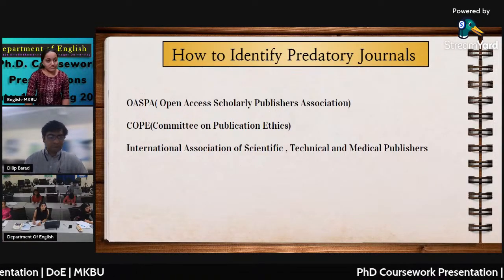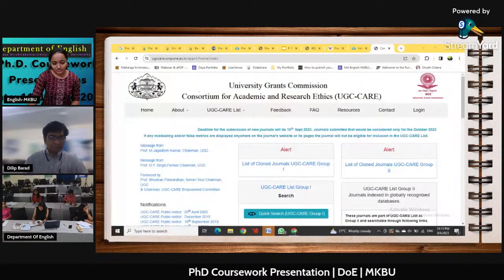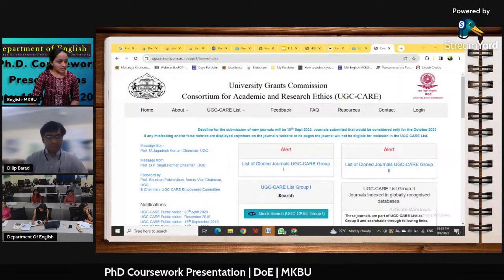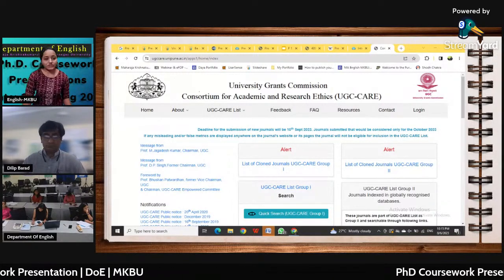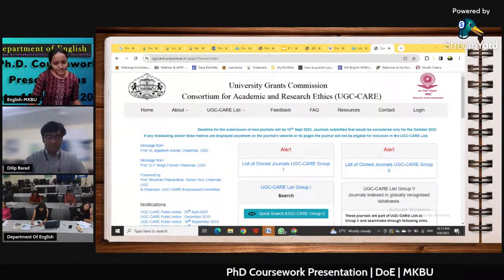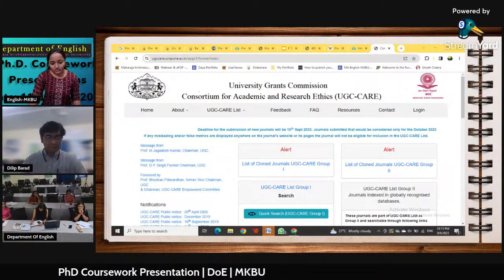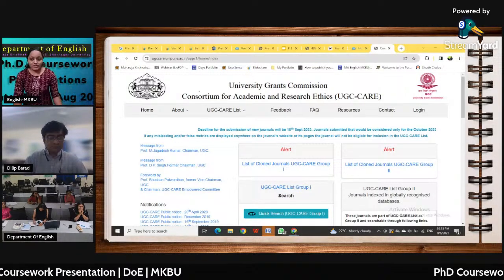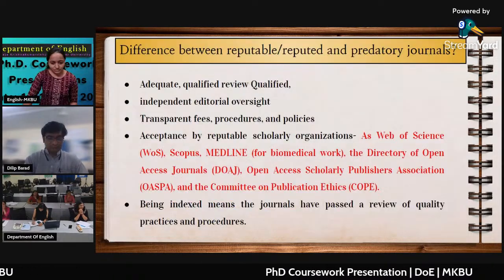And now the question is how we can identify predatory journals. We have seen that on the UGC website there is a list given by the UGC of the journals that are UGC CARE listed. These are the journals that are clone journals, that are predatory journals. So we have to be careful while submitting our paper to any publication or any journal.